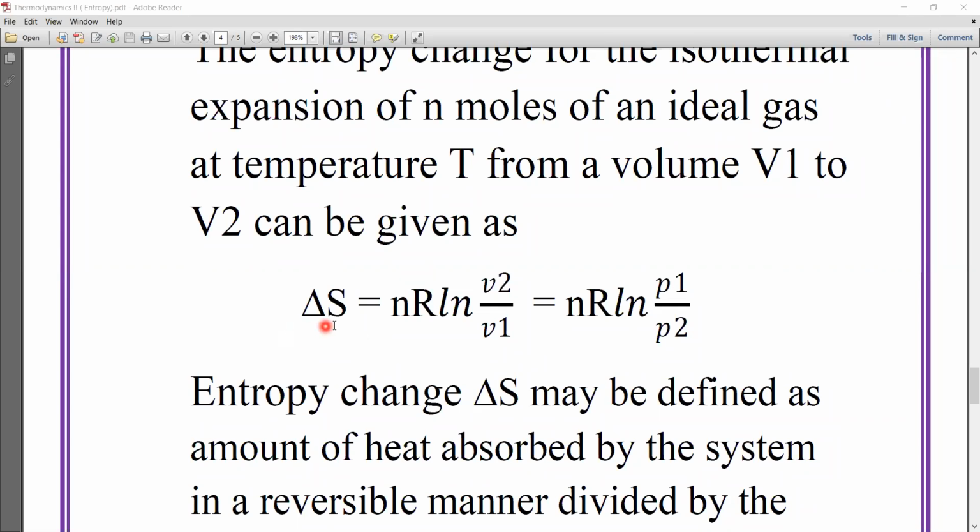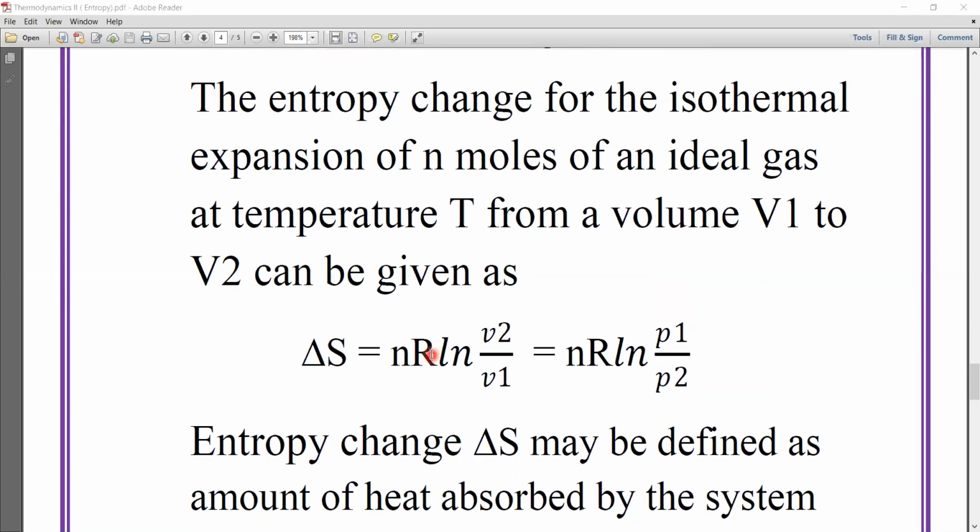So it can be given as delta S is equal to nR ln of V2 upon V1, और अगर प्रेशर चेंजेस दिए हुए, that can be written as nR ln P1 upon P2. So delta S is the change in entropy, n is the number of moles, 1 mole, 2 mole दिया हुआ, that is the number of moles, and R is the gas constant. R is gas constant. We have seen what is the value of R, it is constant.